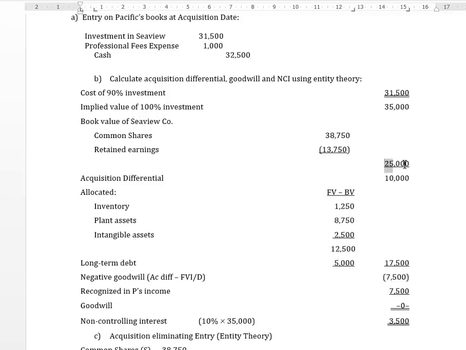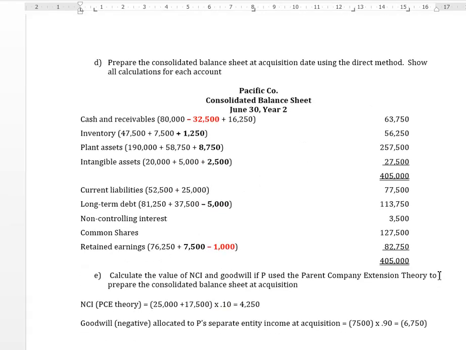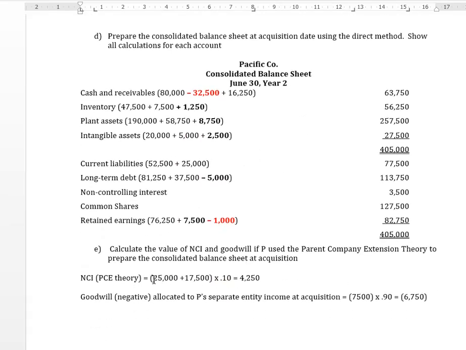So the NCI is only going to pick up its share of the carrying value plus the fair value increments. It's not picking up its share of the negative goodwill. So here, when we calculate the NCI, it is only being allocated its share of the carrying value of the sub plus the fair value increments. At 10% is 42.50.